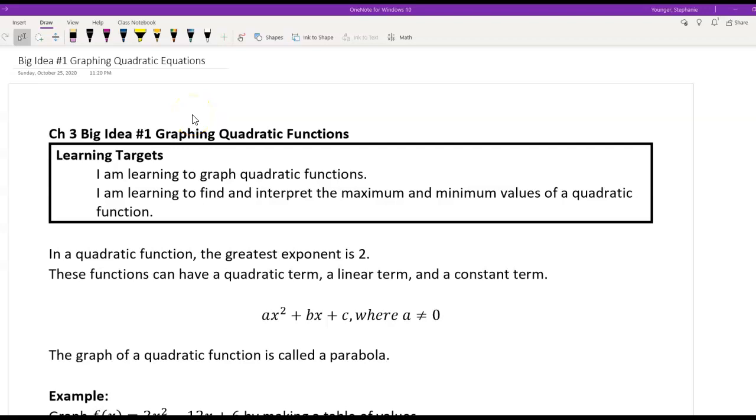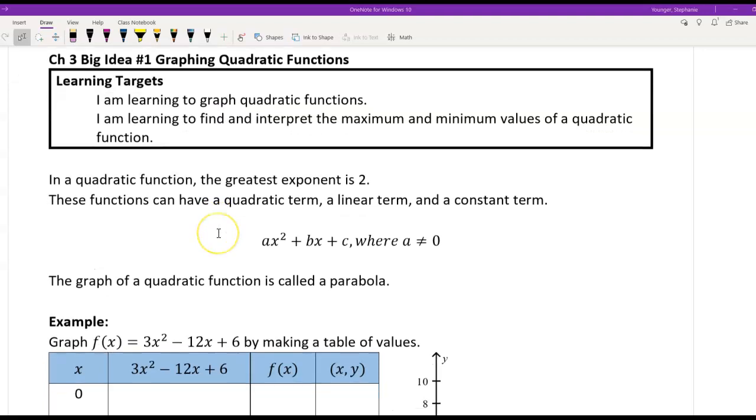Hello, scholars. Today we're going to take a look at Chapter 3, Big Idea Number 1, Graphing Quadratic Functions. Looking at our learning targets: I am learning to graph quadratic functions, and I am learning to find and interpret the maximum and minimum values of a quadratic function.